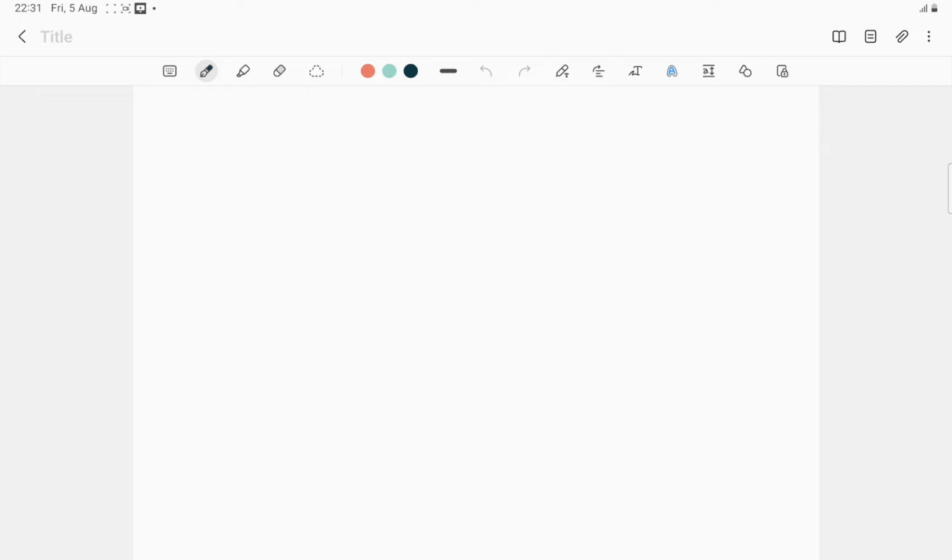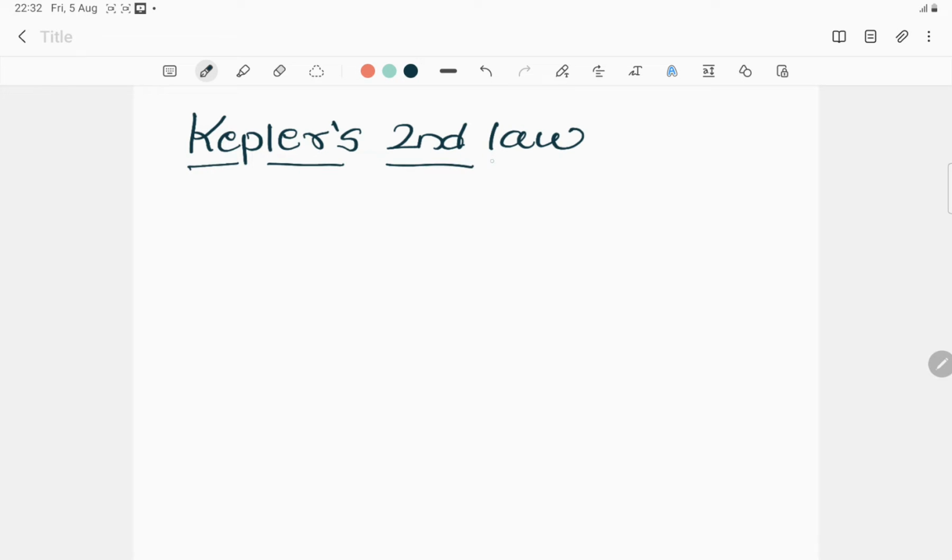Now I will just give you all an interpretation of Kepler's second law. I will not state it. It is given in your textbooks.